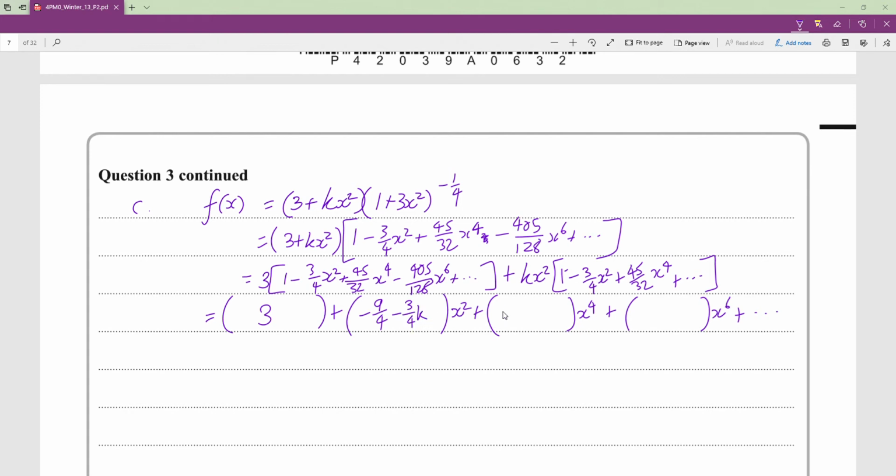Now what? Onto the x to the power of 4 term. 3 times 45 over 32 x to the 4 would give us, let's see, 3 times 45, 135?